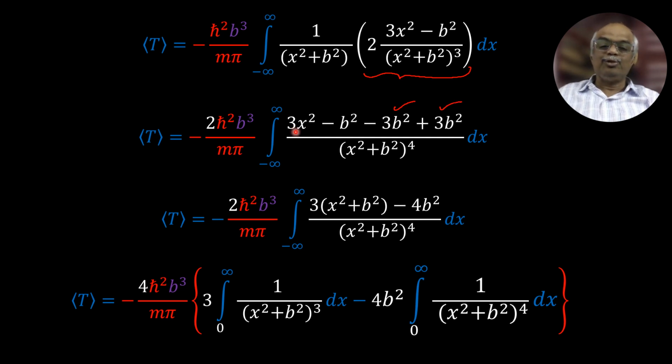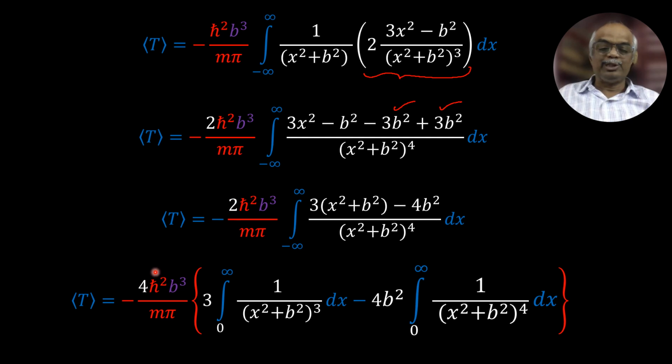Then you can group this 3x squared plus 3p squared. So I can take 3 as common, x squared plus p squared. The remaining thing is minus p squared minus 3p squared, which becomes minus 4p squared. This I can divide into 2 integrals. Then one more thing: here the limit is minus infinity. I will change this integral limit to 0 to infinity, so naturally one multiplicative factor will come.